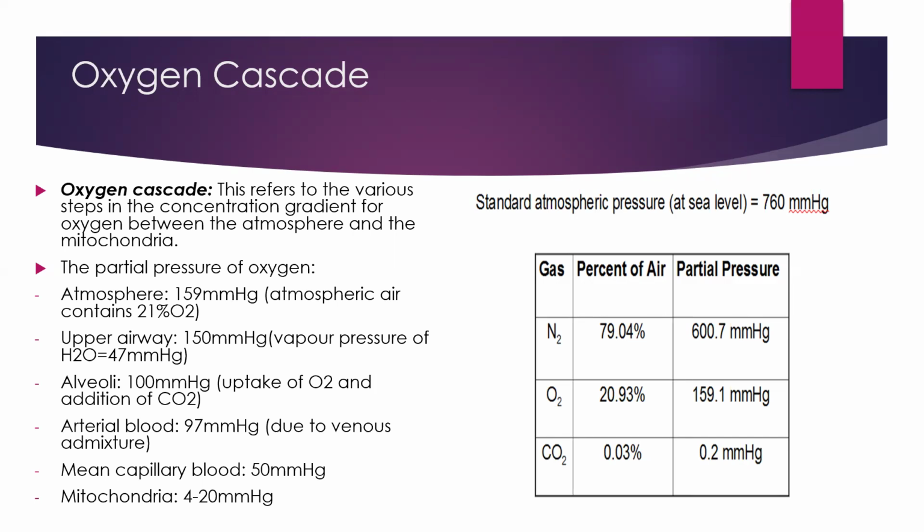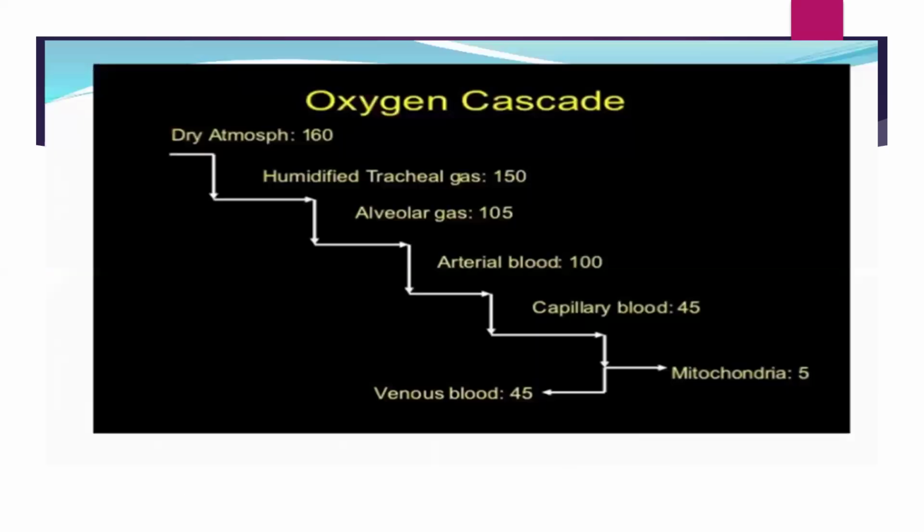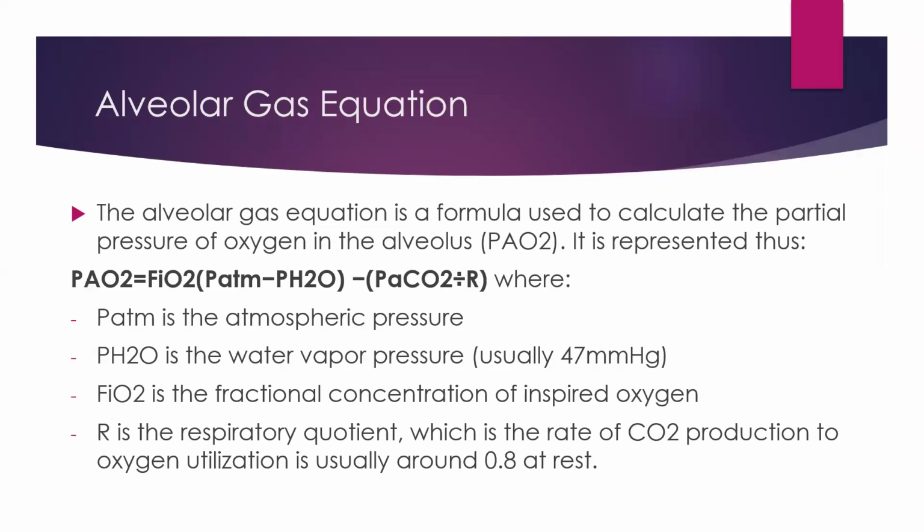These differences in concentration gradient allow for diffusion of oxygen from the atmosphere down to the mitochondrial level. This is just a pictorial diagram to show us how this happens from the atmosphere. The partial pressure of oxygen is 160 as it goes down. So this allows for ease of diffusion of oxygen from the atmosphere down to the mitochondrial level, and this aids oxygen transport.